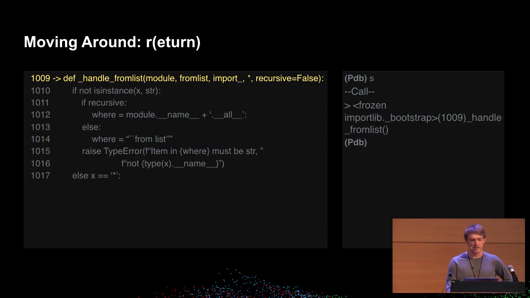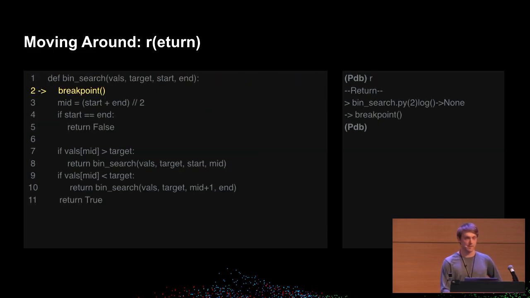We see we've stepped into some language implementation that we're probably not trying to debug. We probably take for granted that Python is well implemented, and we don't want to figure out what this handle from list function is doing. Let's get out of there. If we type return or R, then we'll go back, return from that function. It'll finish executing that function and return from there back to where we want to be.